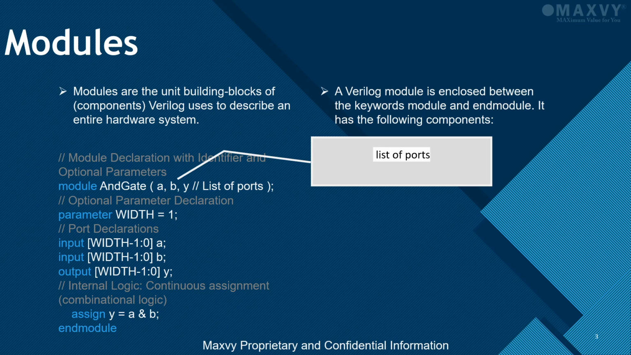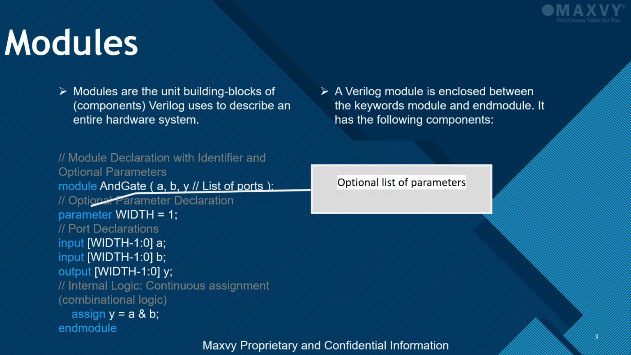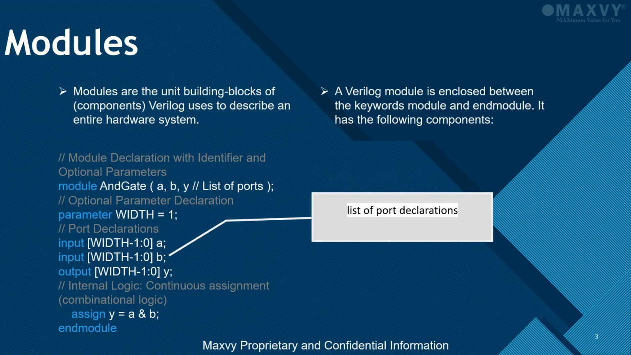These are all the inputs and outputs of your module. They define how the module interacts with other modules in your design. Then the optional list of parameters. Verilog allows you to define parameters for your module. These are constant values that can be customized when instantiating the module. And then we have the list of port declarations. Ports are declared with their direction, like input for input, output for output, and inout for bidirectional ports. And they are also declared with their data type, like wire, reg, etc.